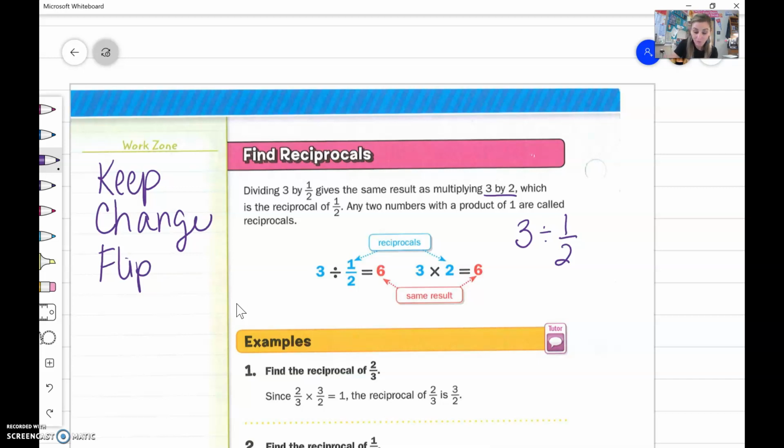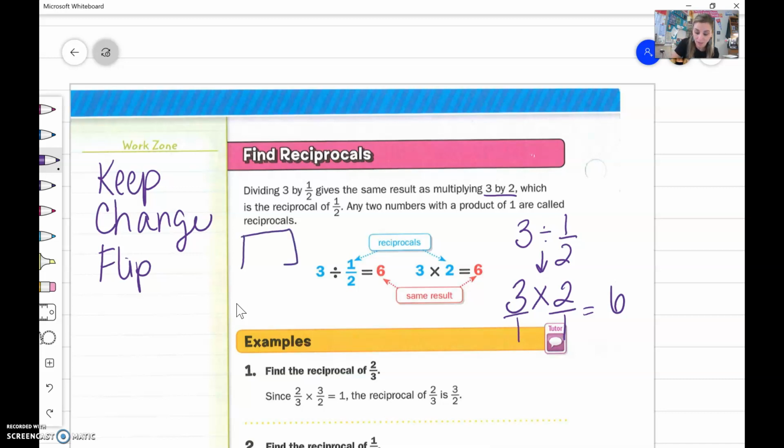Keep, change, flip. So what does that mean? You're going to keep that first number the same, change the division into multiplication, and then flip that second number, which would be 2/1, which is also known as the reciprocal. So really what you will get is an answer of 6. You're like, well, Mrs. Horner, when you divide, the numbers usually get smaller. You're right. However, when you look at 6, that's bigger than the two numbers you are multiplying together.